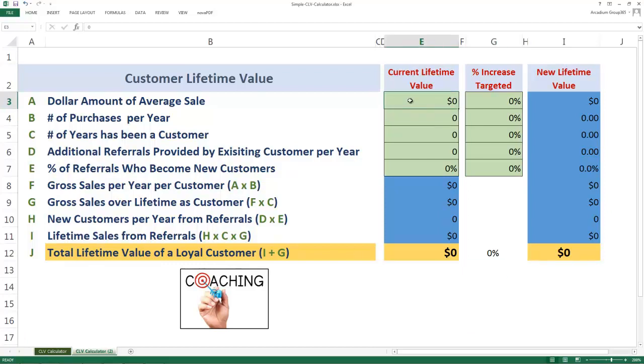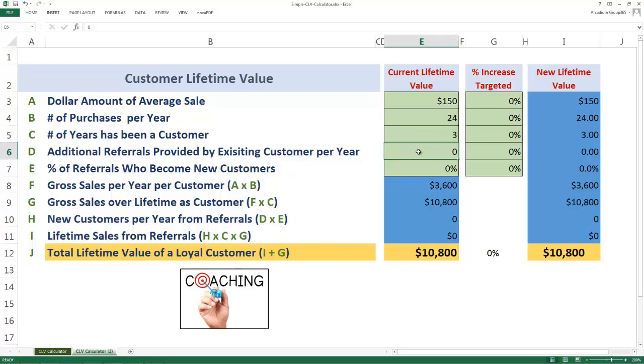On line A, the dollar amount of an average sale, let's say you charge $150 for a typical phone call. And the number of purchases per year would be, well, how many times per year do you actually have calls with your coaching client? Let's say you do it every 2 weeks and that you take off 2 weeks for Christmas. So let's say you have 24 calls a year, okay? Now, the other part is how many years do you keep that person as a client? A typical coach might keep their client 3 years. So let's put 3 years in line C, the number of years as a customer.